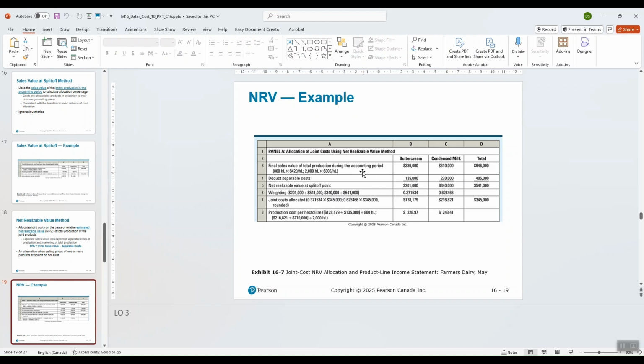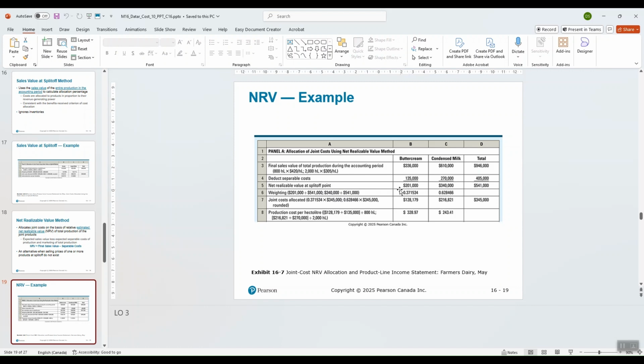From there, I'm going to take out the separate cost, which is after the joint cost, as in how much money we spend from the split-off point to produce the buttercream and the condensed milk. And they'll give you that amount, 135 and 270. Then that is your net realizable value from these products.